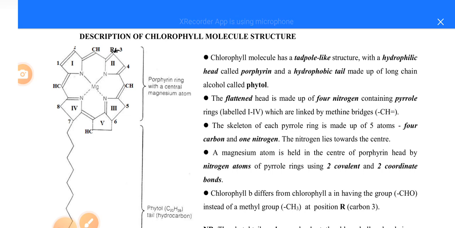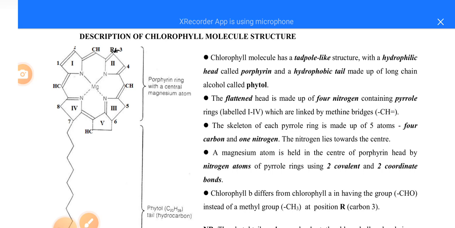Now when you look at that structure, it is divided into two, as you can see there. It has the magnesium atom in its center, surrounded by those four nitrogen molecules. Here we are saying that the chlorophyll molecule has a tadpole-like structure. The word tadpole-like is like a tail, with a hydrophilic head. That word hydrophilic head means water loving. I hope you remember that.